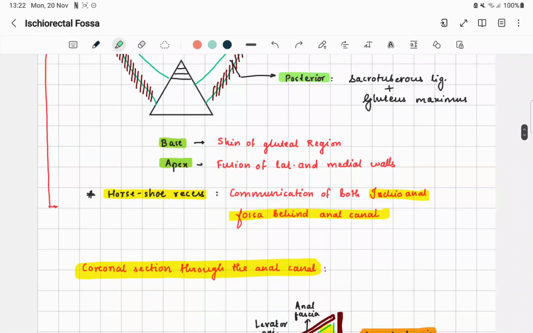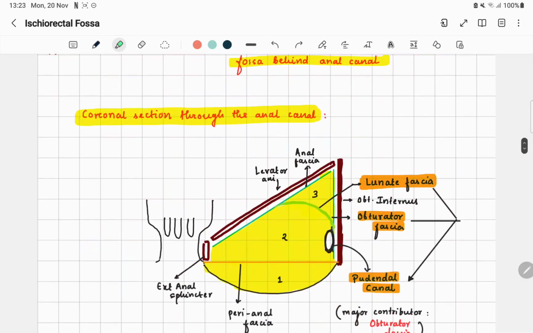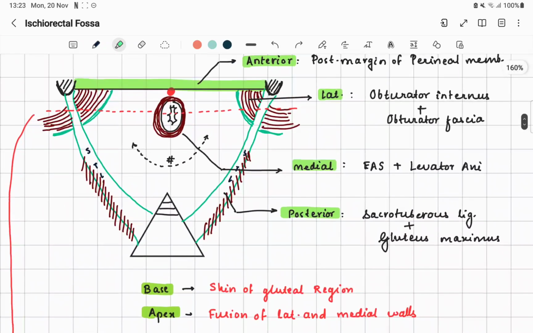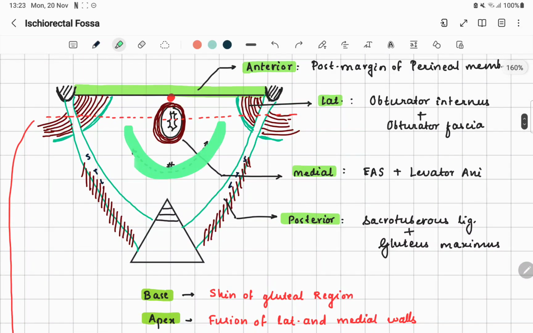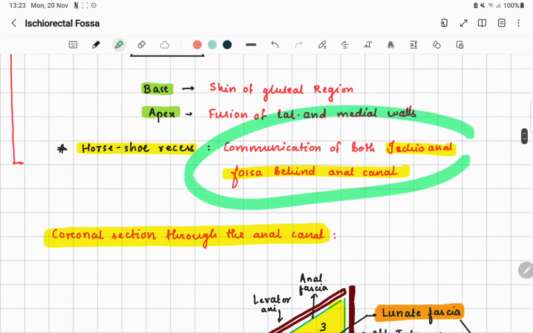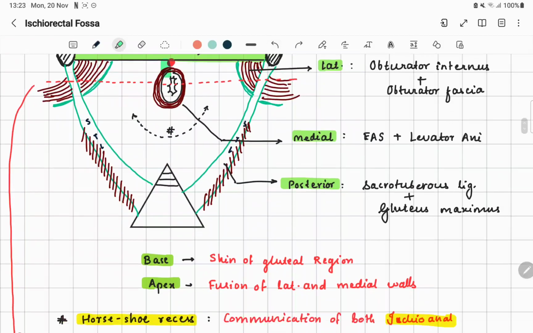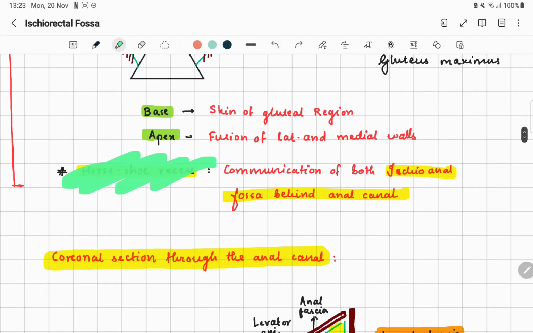So there is a horseshoe recess. The communication between both ischioanal fossae behind the anal canal is called a horseshoe recess. Talking about the horseshoe recess, this is a horseshoe-shaped space which communicates between both ischioanal fossae behind the anal canal. So you have the two ischioanal fossae here, and this forms your horseshoe-like space, which is called a horseshoe recess.